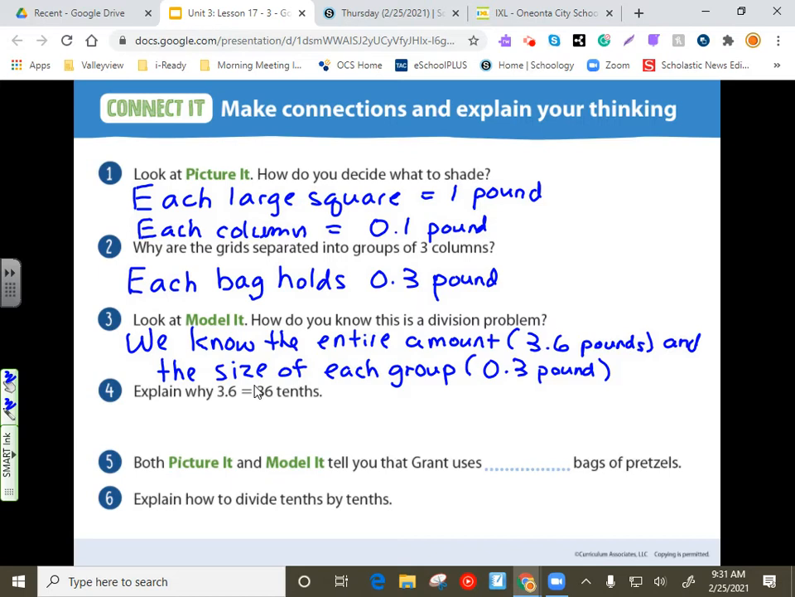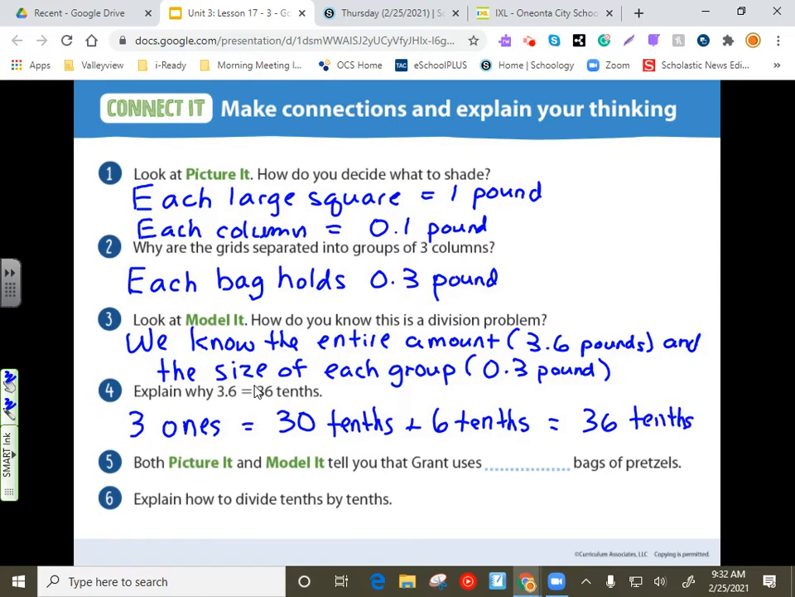Explain why 3.6 is 36 tenths. The 3 ones equal 30 tenths, plus the 6 tenths, equals 36 tenths.